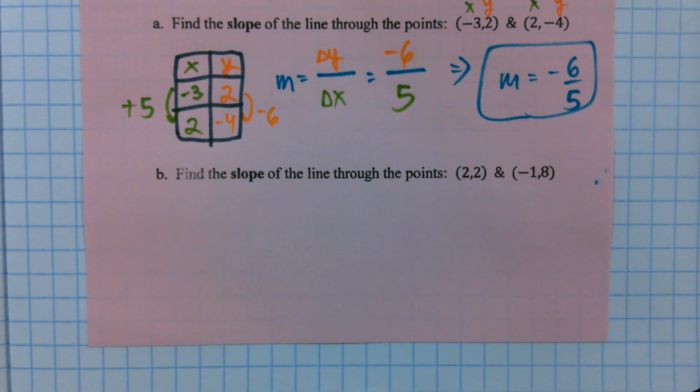From 2 to negative 1. Okay, let's look at the numbers. 2 to negative 1. How many spaces is that? 1, 2, 3. To the left. So is that a plus 3 or a minus 3? Yep. Change in x is minus 3.